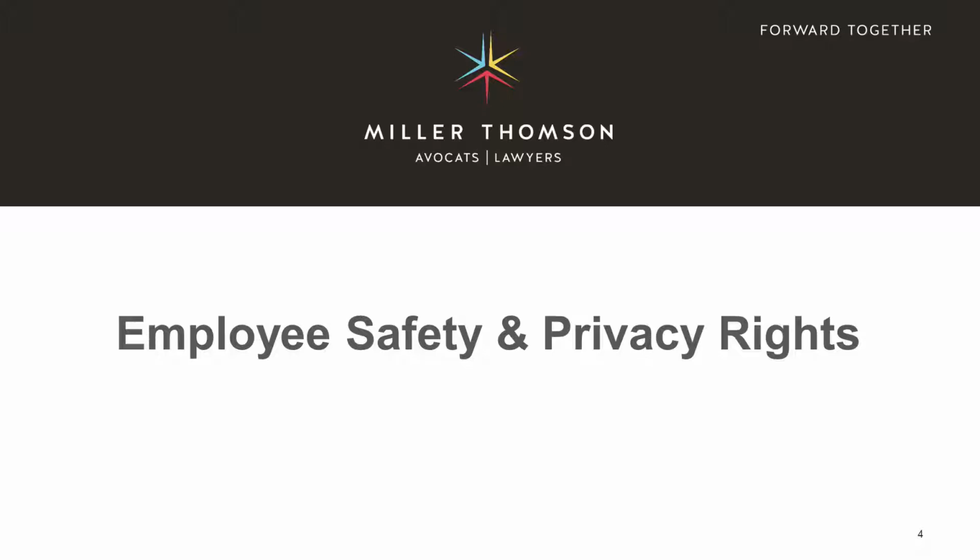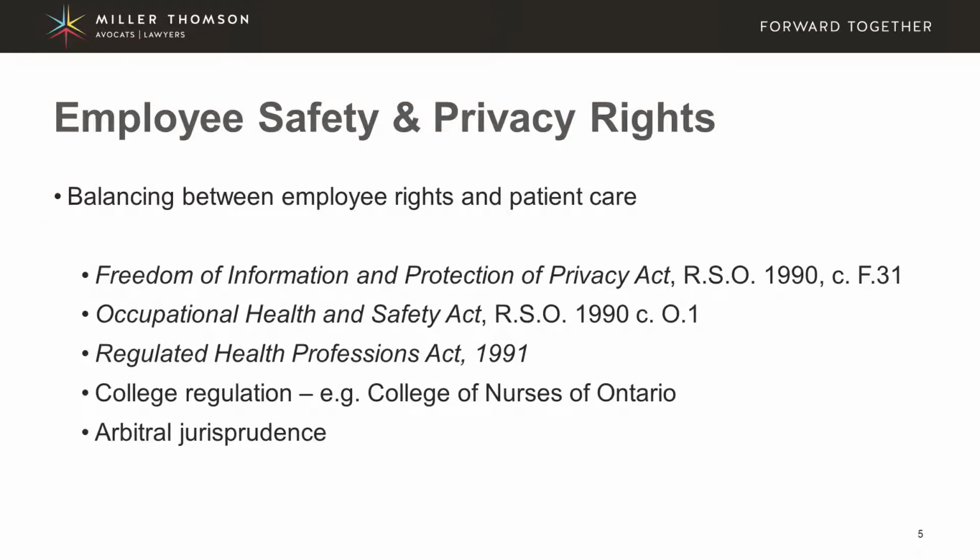Now we'll deal with, first, as I said, employee safety and privacy rights, and that relates to the Freedom of Information and Protection of Privacy Act. You also have to balance that with the Occupational Health and Safety Act, the Regulated Health Professions Act, and college regulation. An example there is the College of Nurses of Ontario, which, as you know, sets standards of practice for nurses and registered practical nurses. And we have to look at the case law. What do arbitrators say about employee rights around safety and privacy, and how that relates to patients? A lot of these are difficult, conflicting requirements for hospitals as employers and hospitals as care providers.